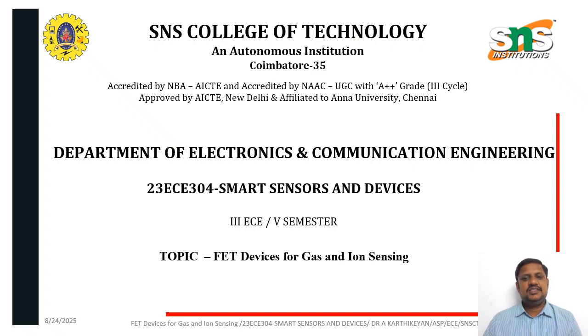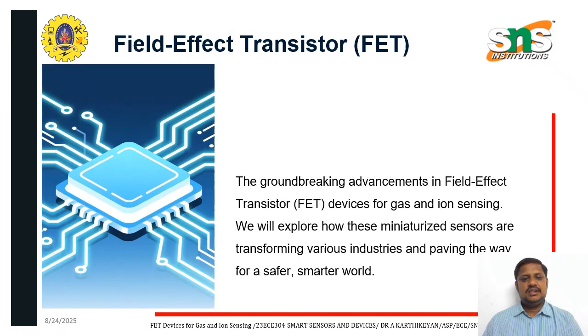Next, we are going to discuss the FET. In that, we have used gas and ion sensing material. How it works, we can see one by one. The field effect transistor is where we use the field effect. Based on the advancement of the field effect transistor, we use gas and ion sensing material to explore miniaturized sensors and transform various industries.